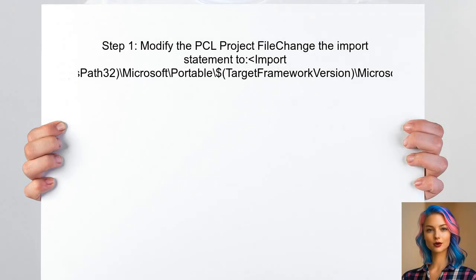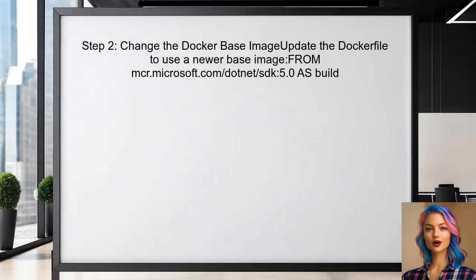To resolve the issue with the ASP.NET Core application, the user should first modify the PCL project file. Specifically, they need to change the import statement to ensure it points to the correct targets file that exists in the Docker container. Next, the user should consider using a different base image for the Docker container. The current image may not support the portable class library. Switching to a more recent version of the .NET SDK could resolve compatibility issues.